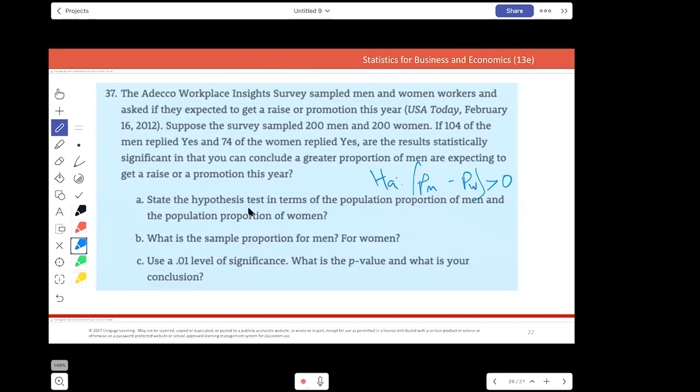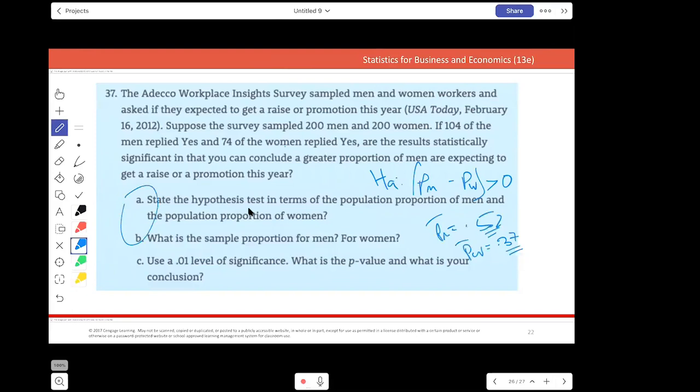All right? So that's what we'll be expecting to see in that situation. The other thing, of course, is we could get the sample proportions by simply dividing those numbers. So 104 over 200 gives us 0.52, 52% for men, and then 74 divided by 200, 74 is 37, so 37% for women. That's a big difference. In terms of the sample, P bar M for men was 52%, and P bar W for women was 37%. So you can see that a higher percentage of men already think they're going to get a raise. So we've computed A and B by doing that.